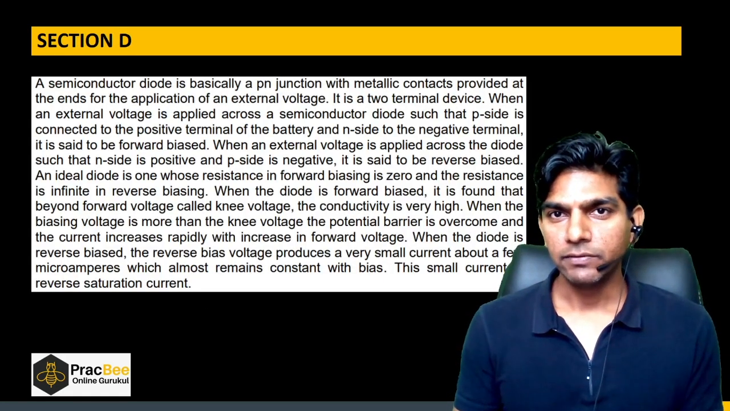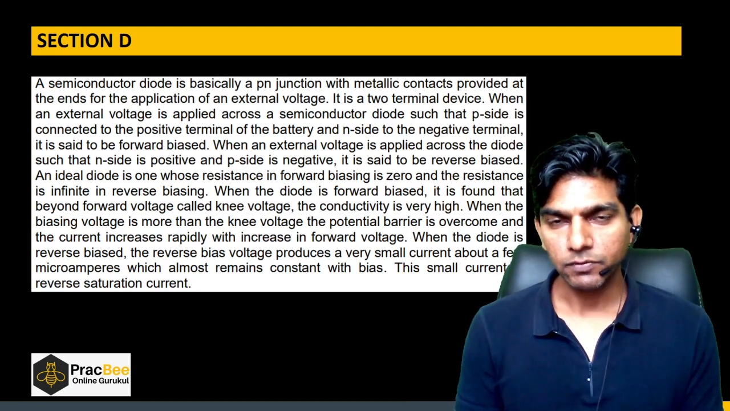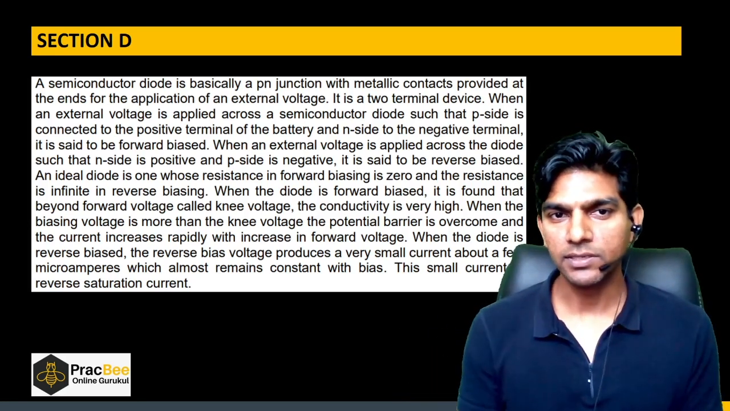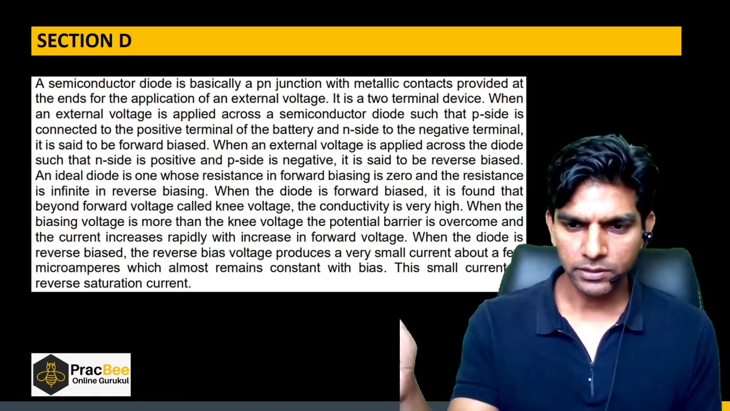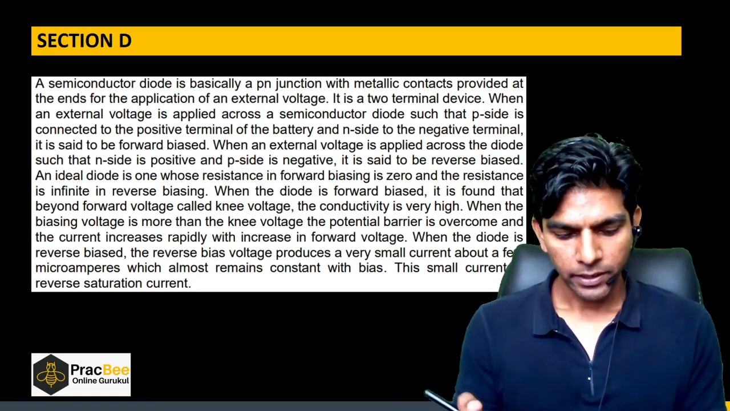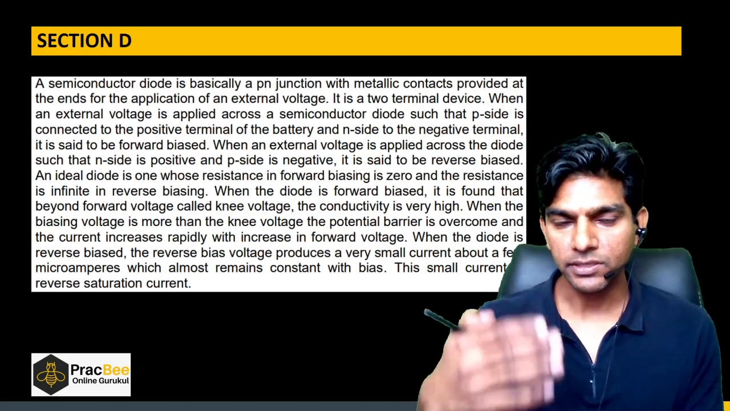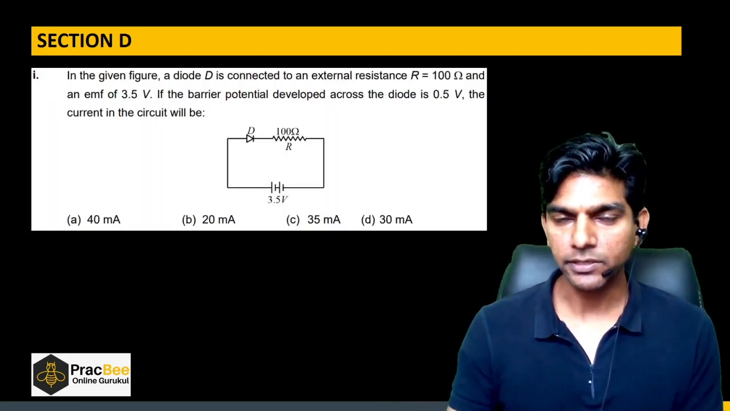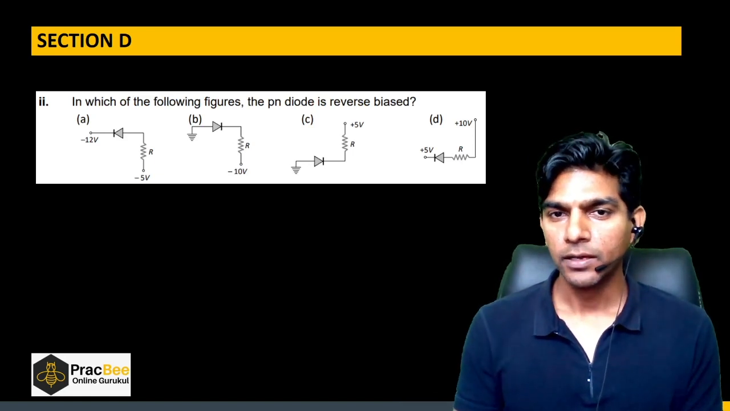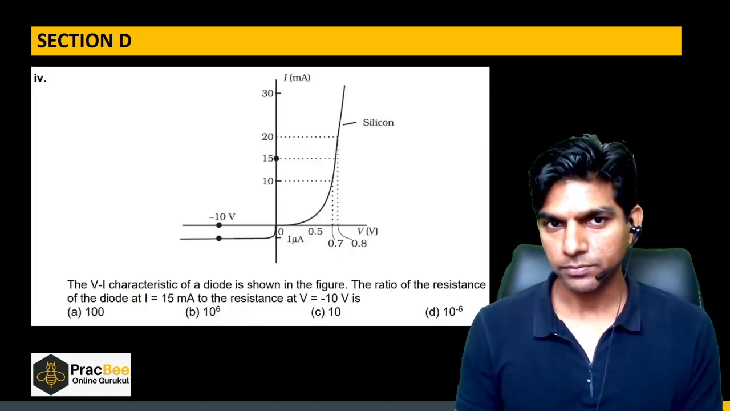In section D, there will be a paragraph or a case study given to you. For example, in this particular question, we are given a semiconductor diode and the theory related to it. Following this theory, there will be 4 MCQs based on this case study. For example, this question. All these questions are MCQs.